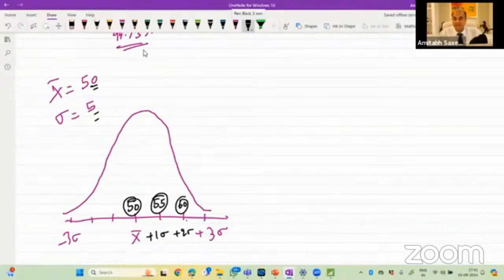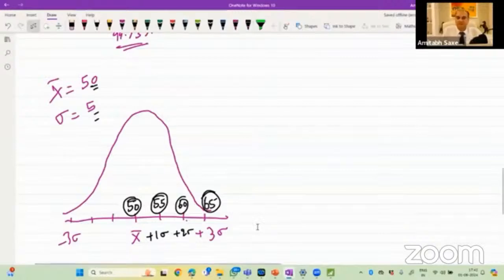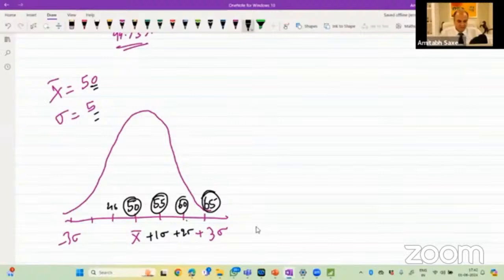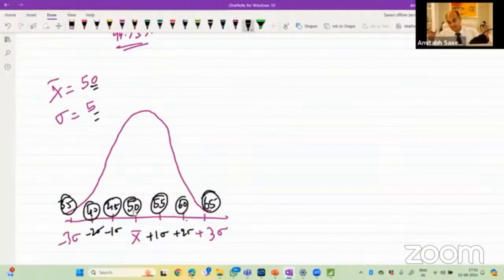And what would be the 3 standard deviation? Can you tell me? 65, right? Most of you gave the right answer, 65. Thank you, doctor, and thank you, everyone. And here it will be 45. This will be minus 1 times standard deviation, minus 2 times standard deviation, 40 and 35. Okay, so 35 to 65.